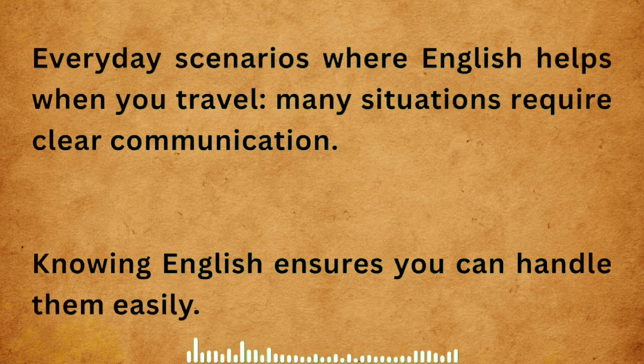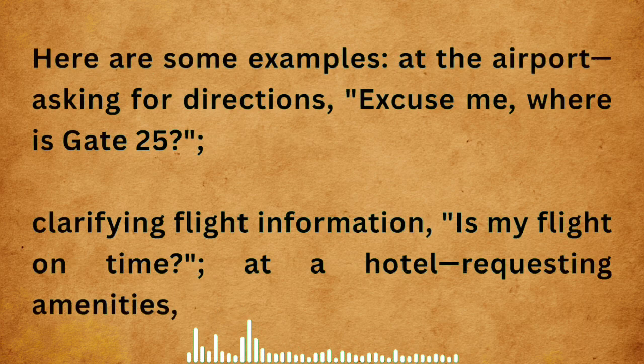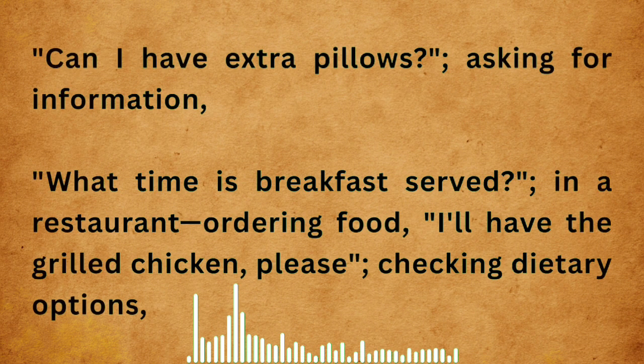Everyday scenarios where English helps when you travel. Many situations require clear communication. Knowing English ensures you can handle them easily. Here are some examples. At the airport, asking for directions: "Excuse me, where is gate 25?" Clarifying flight information: "Is my flight on time?" At a hotel, requesting amenities: "Can I have extra pillows?" Asking for information: "What time is breakfast served?"